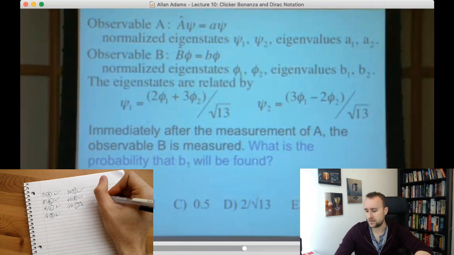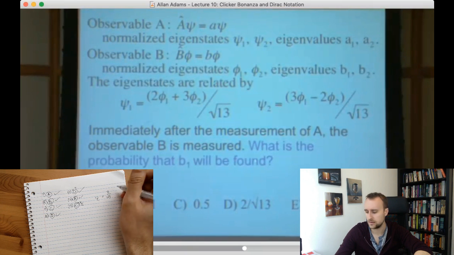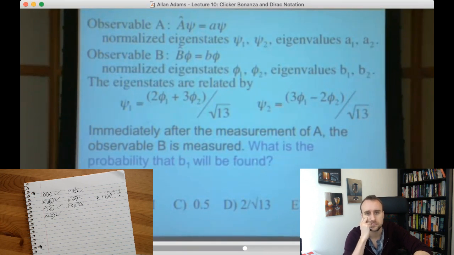And the reason is because we're in psi 1, and so we have 2 over root 13 related to this eigenstate. So the probability of that is going to be this squared, which is equal to 4 over 13. It's the norm squared of the coefficient of the eigenfunction corresponding to b1 in the original state, which was psi. Okay.